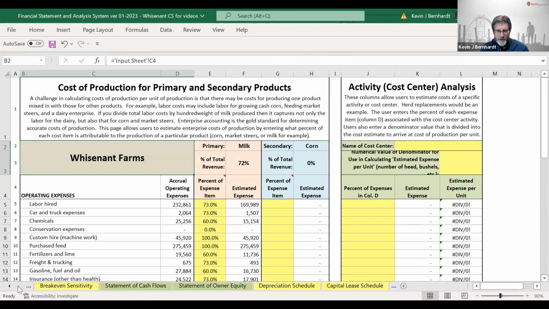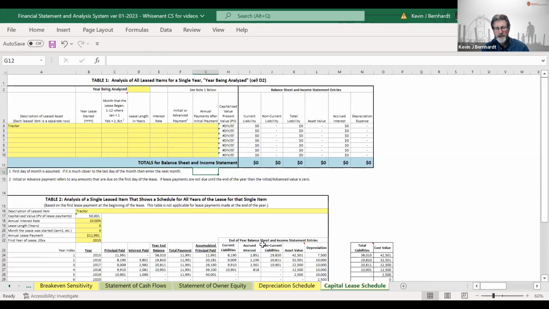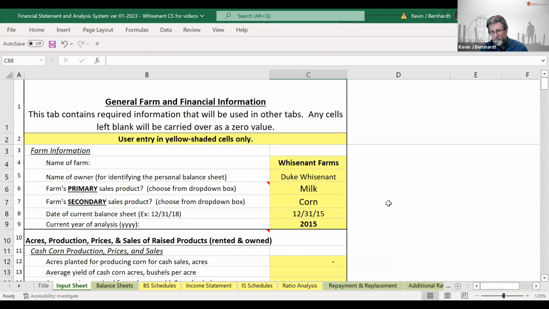And then there's also at the end, there's a depreciation schedule, and then there's also a capital lease schedule as well. And again, these will be a part of later videos, but I just wanted to give you a feel for what all is involved with the spreadsheet tool itself. Not only just the creation of financial statements, but also the analysis of those statements, and then some other information like cost of production and so forth. In summary, we are creating accurate financial statements, and we're trying to organize that information so that we can analyze the financial story of the farm business.